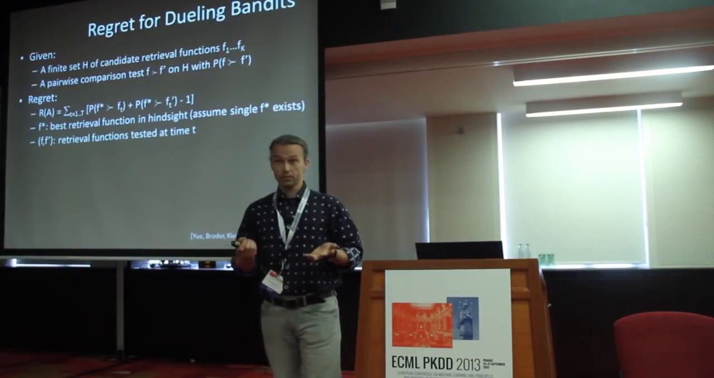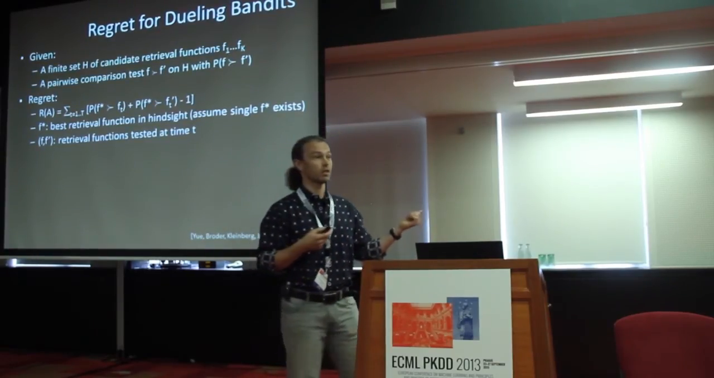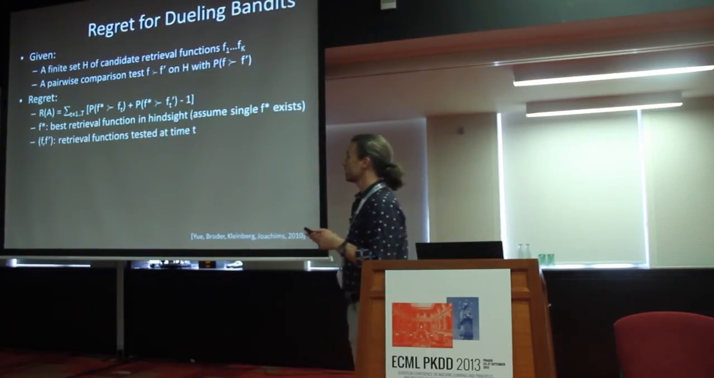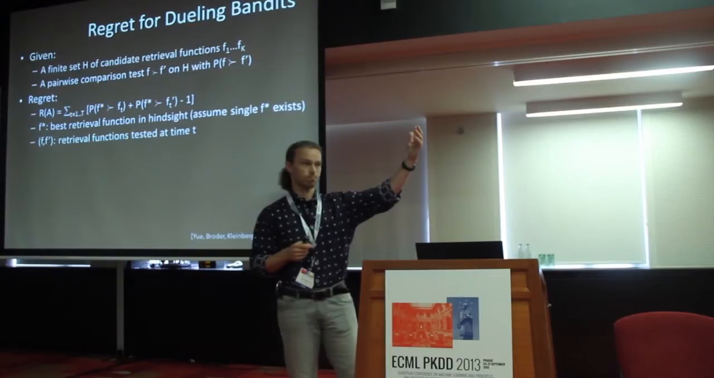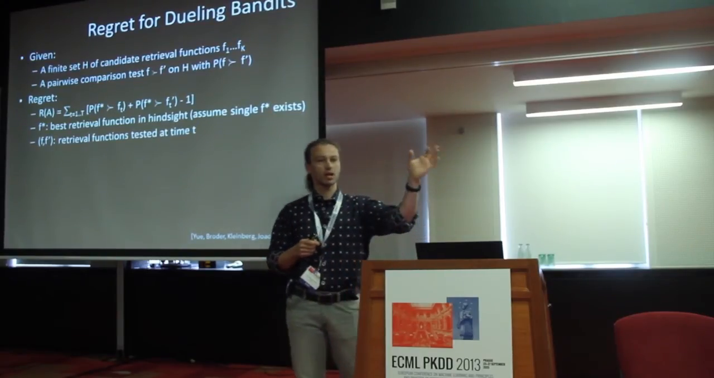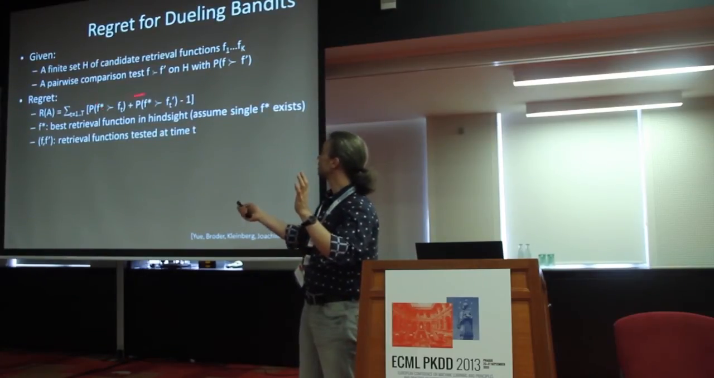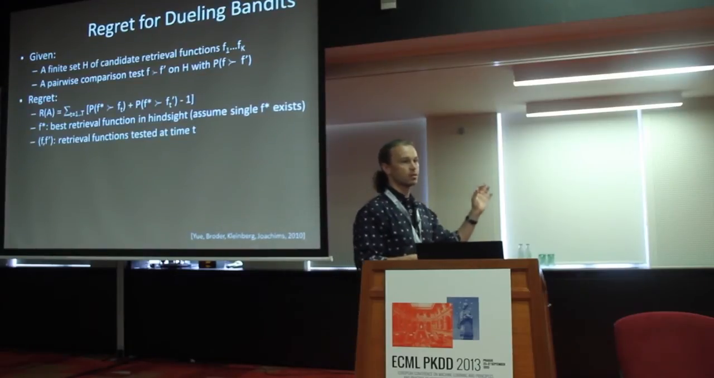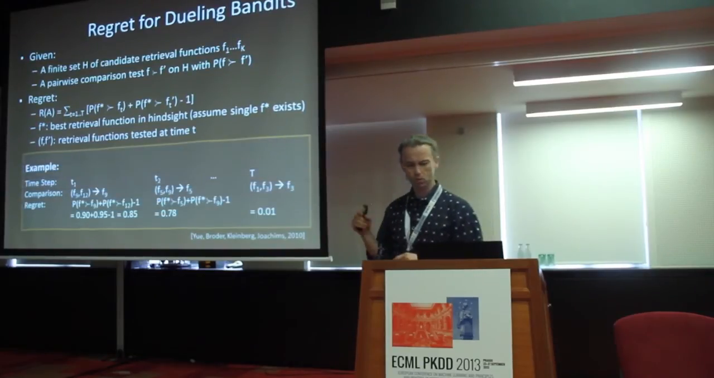So how do we define regret in this dueling bandits problem? Let's say we have K retrieval functions, F1 being the best and FK being the worst, and we have this pairwise comparison test. Then regret is defined by looking at the probabilities of losing against the best. So if I do a pairwise comparison between f and f prime, and my best retrieval function f star is, in this case, f1, then I sum up the probabilities that the rankings I present lose against the best retrieval function. It's kind of difficult to explain, so let me do it with an example.